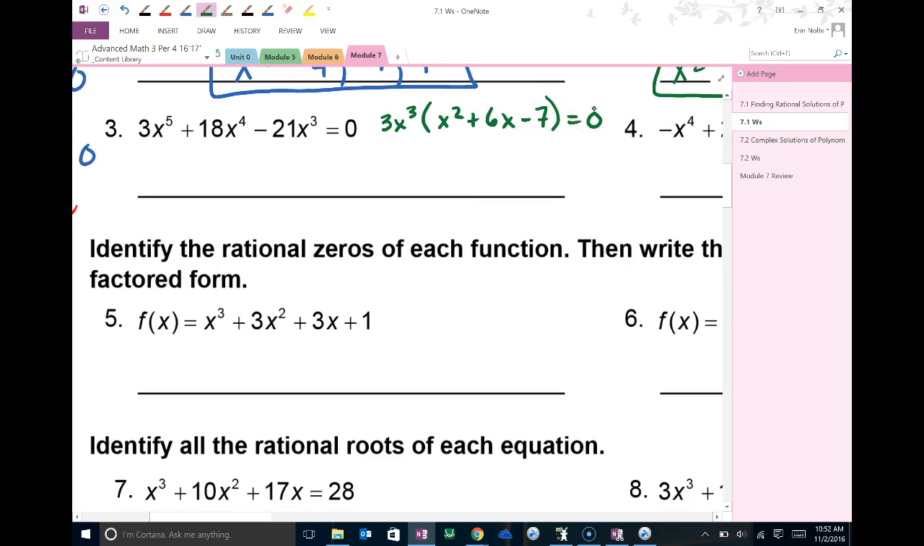Okay, so now on that quadratic term, can I factor that further? What two numbers multiply to negative 7 and add to 6? Close. Negative 1, positive 7.